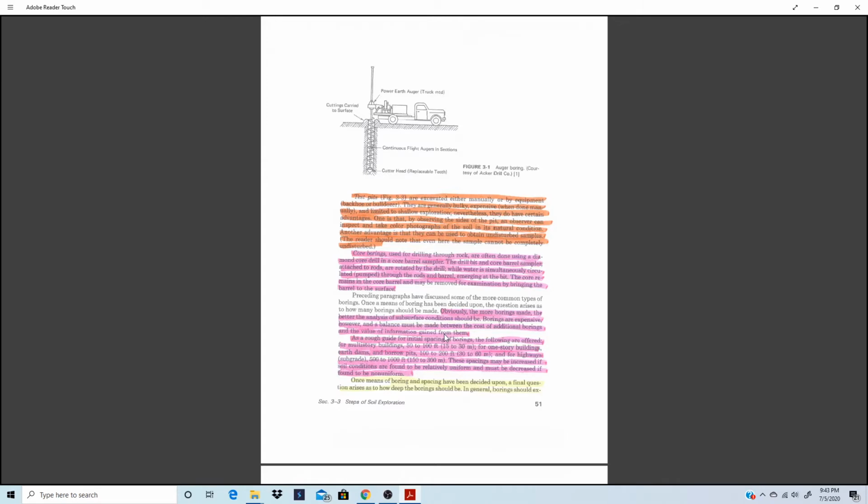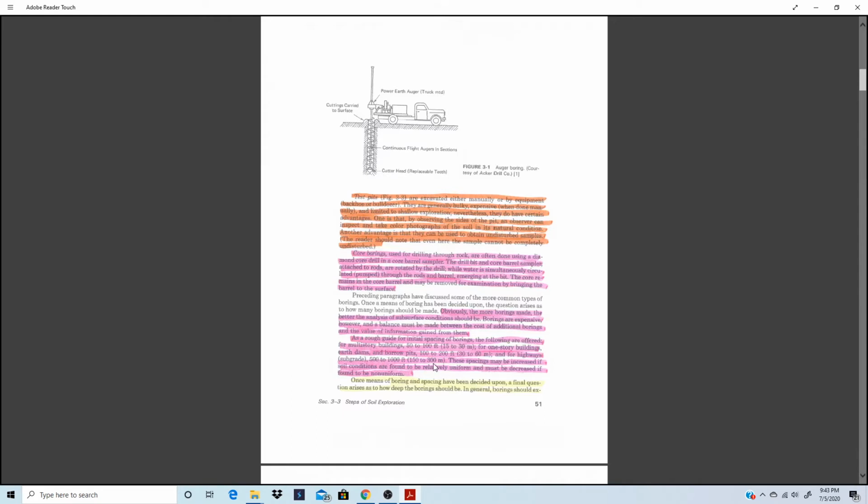So borings are expensive, however, and a balance must be made between the cost of additional borings and the value of the information gained. So there's usually a rough guide. There's not really a spec, but there's a rough guide for spacing of the borings. If it's a multi-story building, you might want to do your borings every 50 to 100 feet. If it's a one-story building, earthen dam, or borrow pits, you might want to do them every 100 to 200 feet. And for a highway subgrade, they would be every 50 to 1,000 feet.